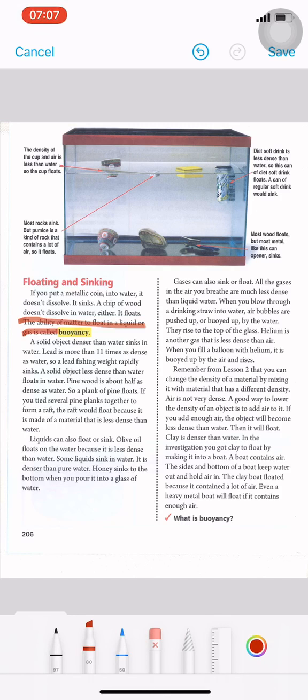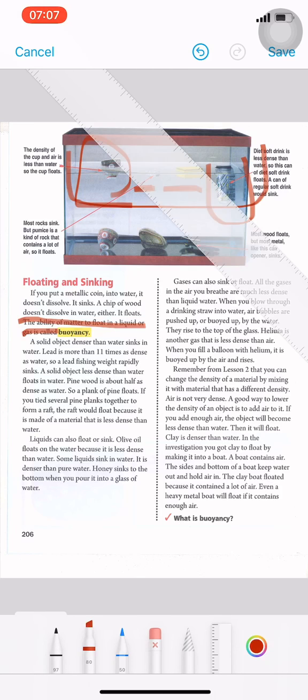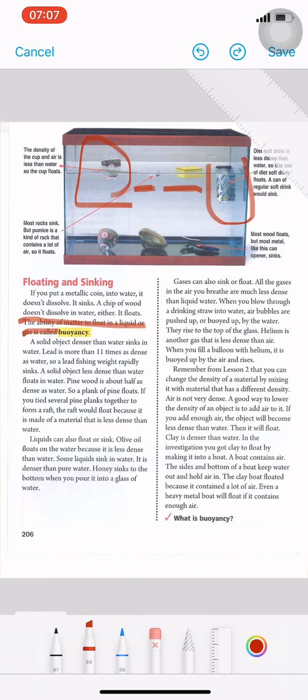And here you can see some objects: can, cup, sponge and pumice. Pumice is a type of rock and it has a lot of air in it. You can see all of these objects are staying at the surface of the water. They are floating.